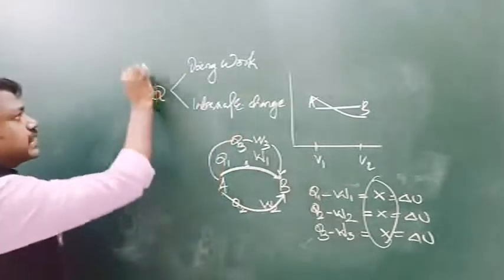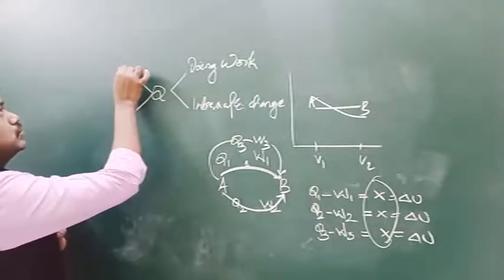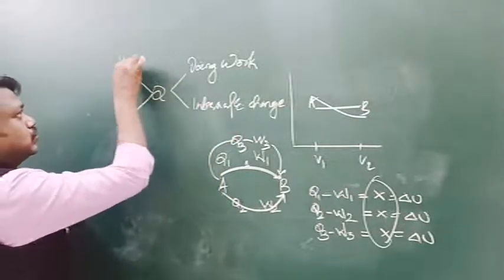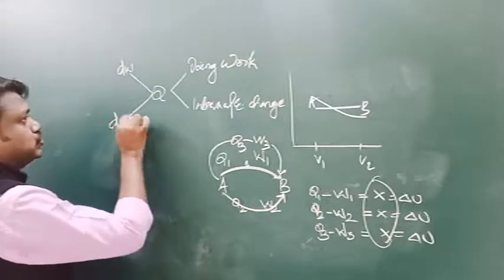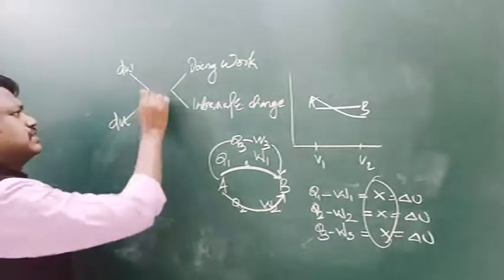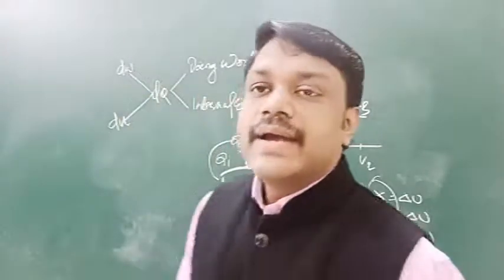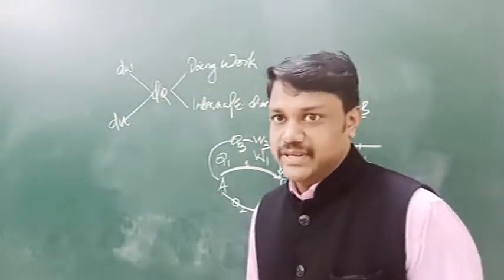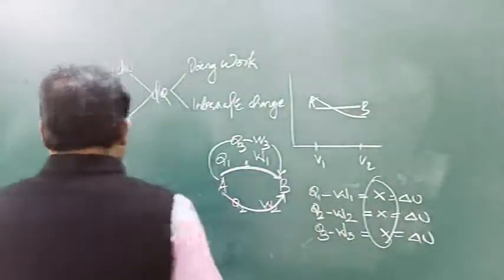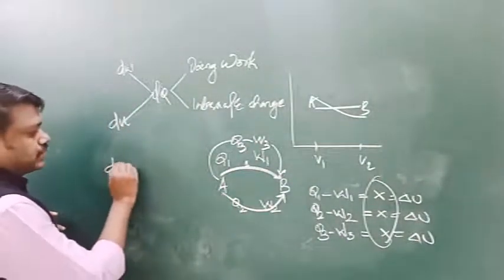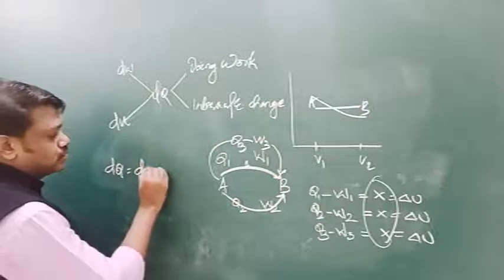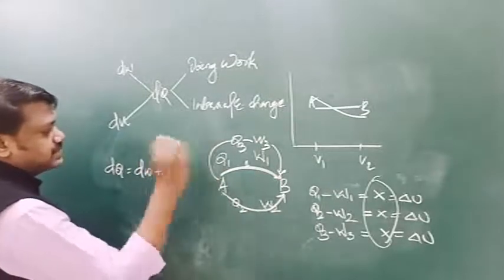So Q, you can say that, is equal to dW plus dU. Change in heat energy, that means heat energy supply dQ is equal to dU plus dW. That is termed as the first law of thermodynamics. That is, dQ is equal to dW plus dU.